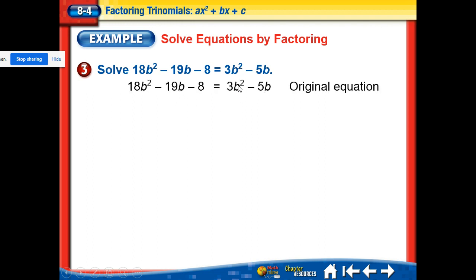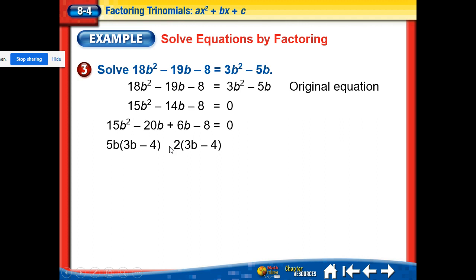So this is the original equation. We're going to have to subtract 3b squared, which is going to give us 15. And we're going to have to add 5, which will give us negative 14. And there it equals 0, which is what we need for the zero product property. So then what are the two numbers that multiply to give us 4 and add up to be negative 14? It's negative 20 and 6.